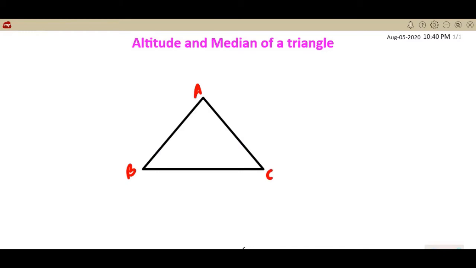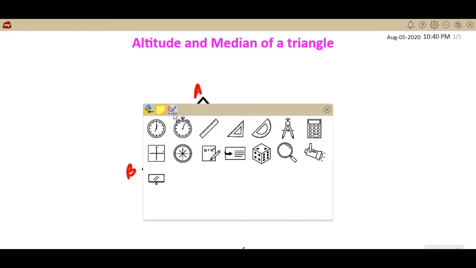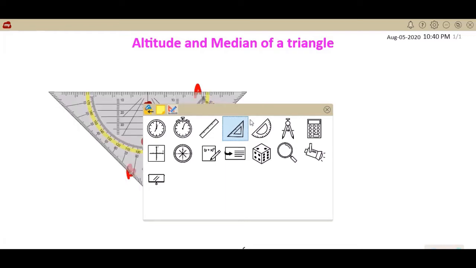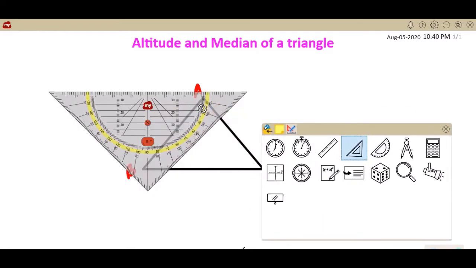To draw the altitude, there are various ways. One way is by using compass and ruler. The other way is simply by using set square. As this lesson is about the properties of altitude in a triangle, let me draw it with set square.